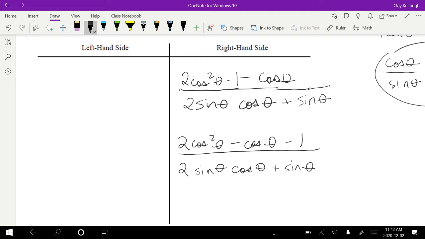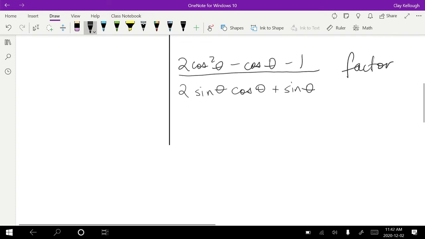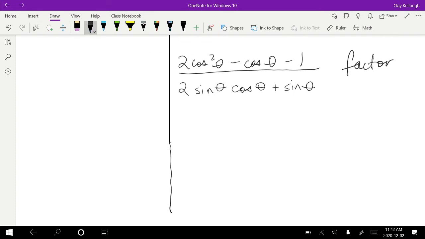Notice the top is a trinomial. I think about it like that's 2x squared minus x minus 1. And the bottom has a common factor. So I am going to drop this pen. There. I am going to factor. So when I factor, here's what it's going to look like. The top is going to be 2 cos theta, cos theta.